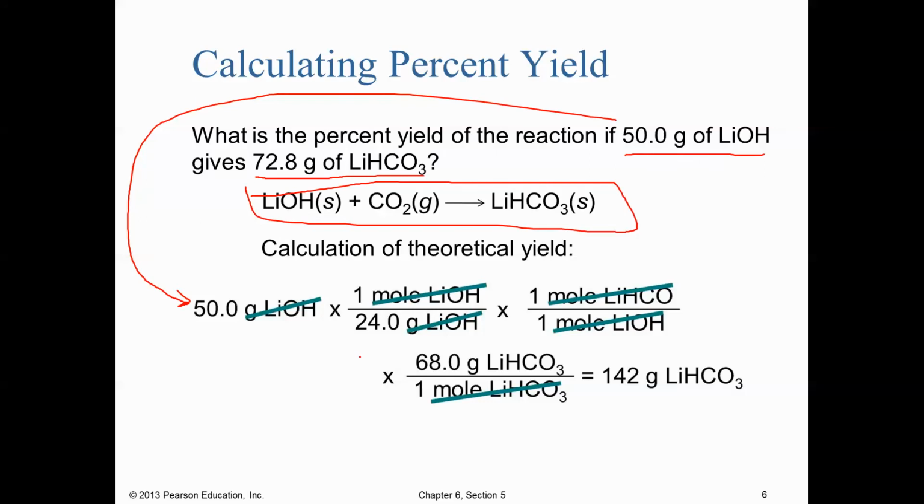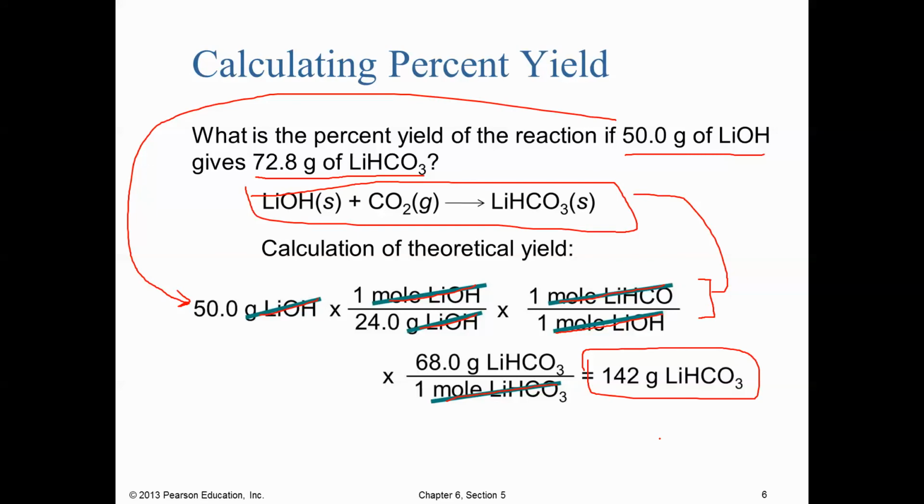Then we're going to use our molar mass to convert that to moles, and then our molar ratio from our balanced equation. Then our molar mass for our lithium hydroxide. So just like we did in the previous 2 examples, just a regular old stoichiometry problem. And we end up with, once we're all done, 142 grams of lithium bicarbonate.